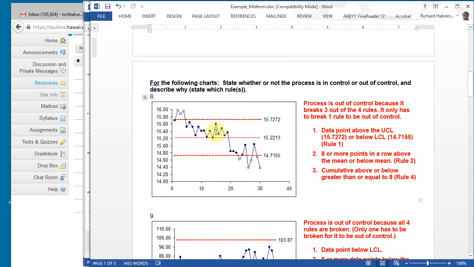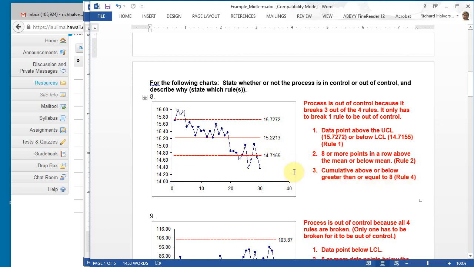Now we notice there are other reasons it's out of control. It actually breaks the second rule, which is 8 or more points in a row above the mean or below the mean, and we see 1, 2, 3, 4, 5, 6, 7, 8. They're all above the mean. We actually have 9, 10, 11, 12, 13. Let's check and see if it breaks the rule of having 8 or more below the mean. 1, 2, 3, 4, 5, 6, 7, 8. Yes, it breaks that same rule again, having 8 data points below the mean.